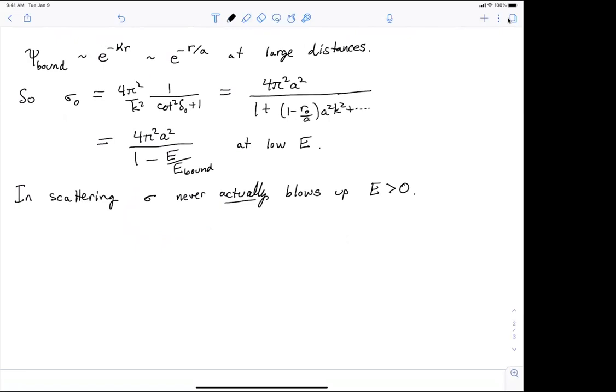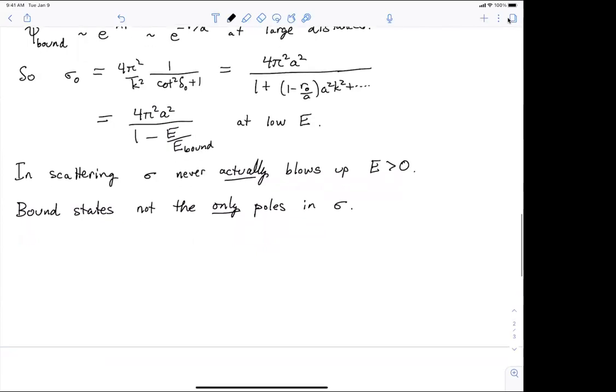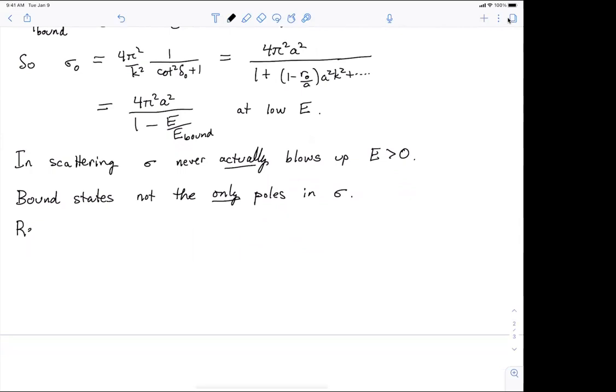All right, so all of that was about bound states, and this is what we started talking about last time, bound states are not the only poles. There are other ways to have poles in the scattering amplitude or in the cross-section. So recall that I'm just going to rewrite actually the formula we had above. The cross-section for a given partial wave looks like this.